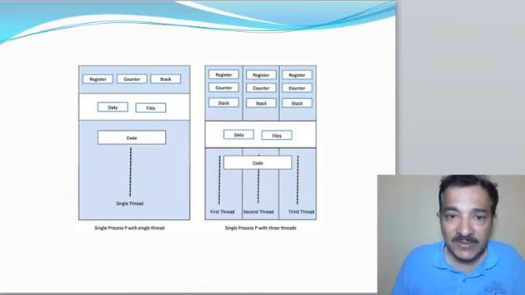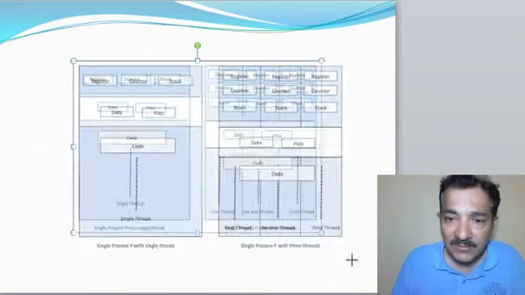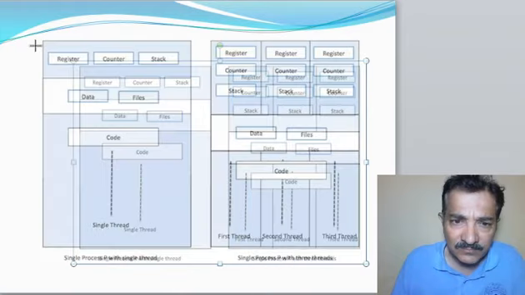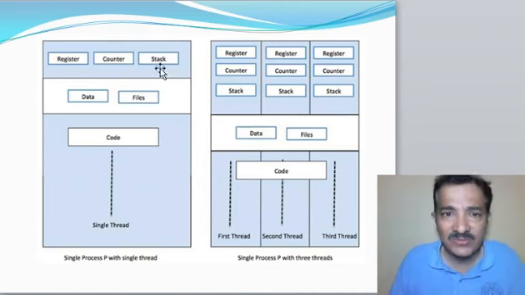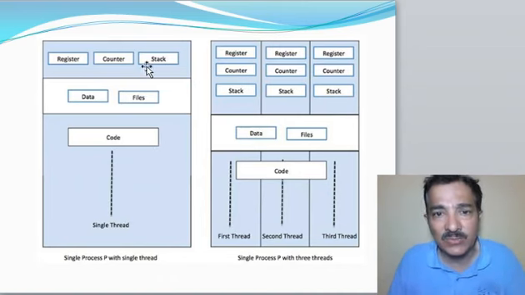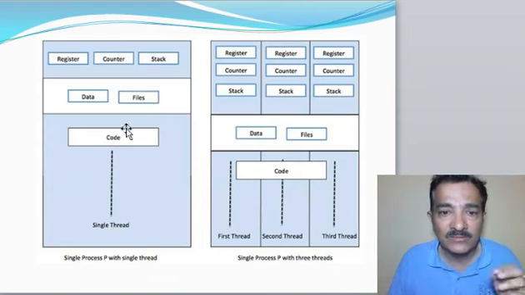Now, another pictorial diagram to show you how this works. In a single-threaded process, the register, counter and stack are all common. It will have its own register, counter and stack, and its own data, files and code. Because it's a single thread, everything is its own.